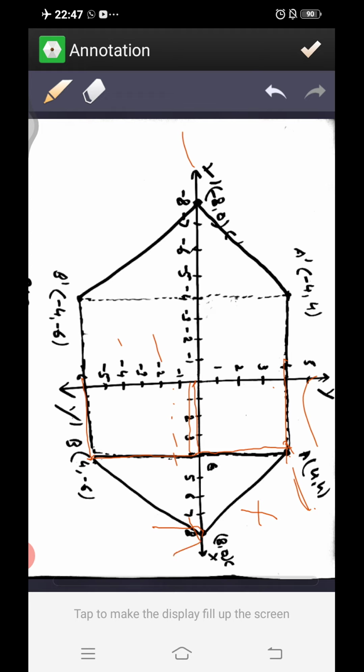Now we have to reflect these points in the y-axis. As we know, if we reflect in the y-axis, then the sign of the x coordinate gets changed. A is 4, 4. So A dash will be minus 4, 4. So x coordinate minus 4 first, then plus 4, that is again up like this. So we get minus 4, 4, that is A dash.